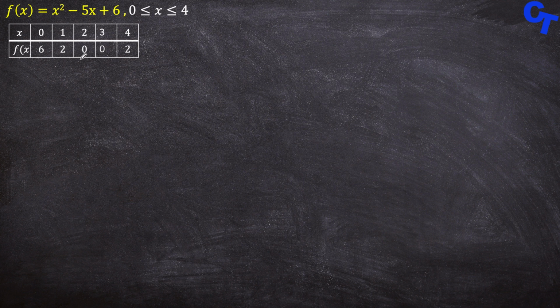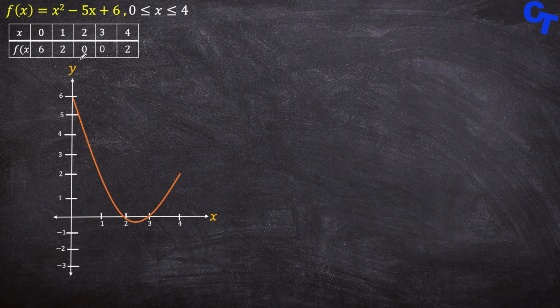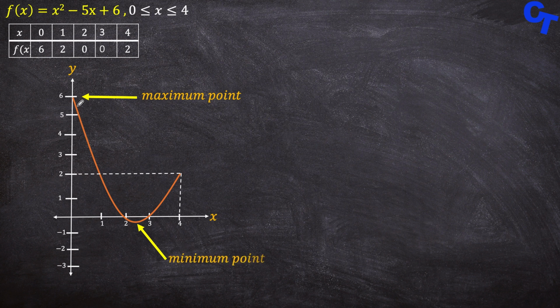So let's draw the graph. This one is going to be the graph. If you don't know how to draw the graph, don't worry. I have a video, like I told you, check the description. So this is the graph. You can see that for the maximum value we have 6 right here. But the problem is going to arise for the lowest value. This one is going to be the maximum point and this one is going to be the minimum point, but we don't know the corresponding value of y.